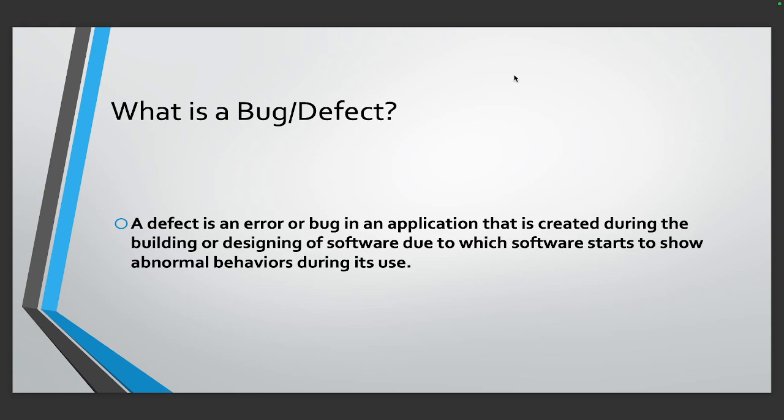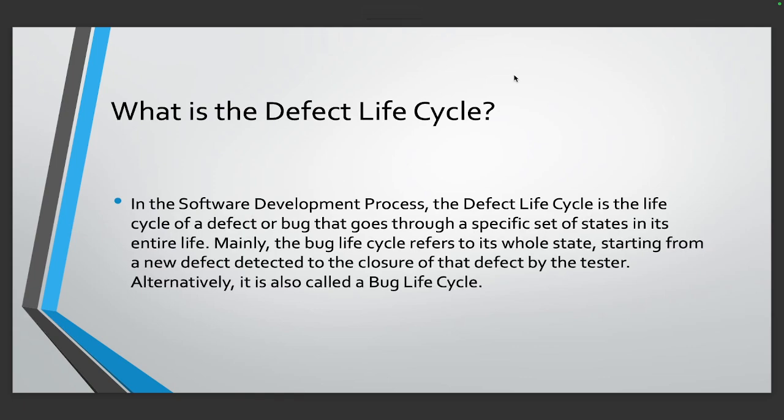Let's go now to know what the defect life cycle, or the bug life cycle, is. In the software development process, the defect life cycle is the life cycle of a defect or bug that goes through a specific set of states in its entire life. Mainly, the bug life cycle refers to the whole state, starting from a new defect detected to the closure of the defect by the tester. So it's also called a bug life cycle.